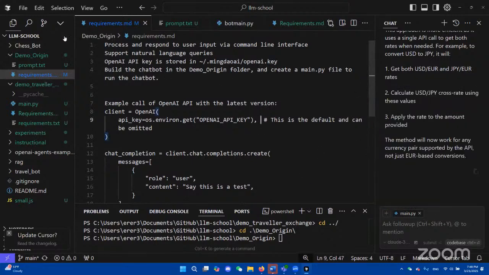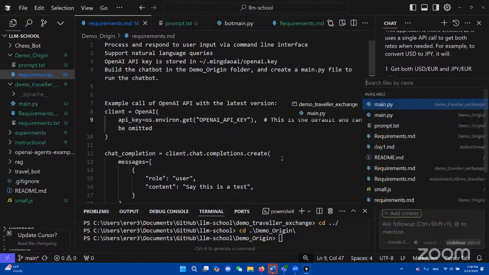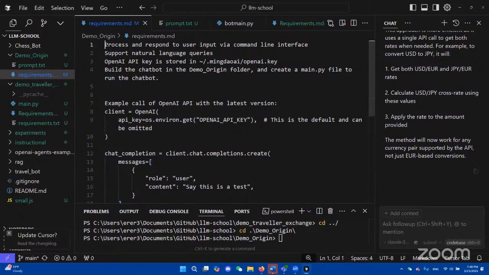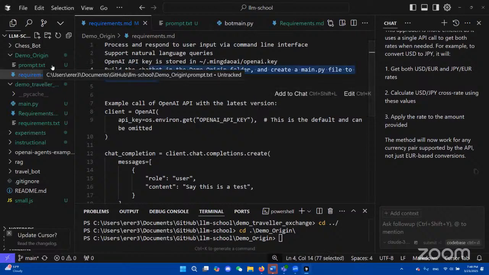So to do this, we have Cursor's IDE, which has a file system manager on the left, in the center, a list of contents of the individual file, and on the right, a chat area, which allows communicating with a chatbot, which will help us write the code. So I've already prepared a list of requirements beforehand, which asks for a few things in our chatbot. Firstly, I want it to be able to process and respond to user input. I want it to be able to support natural language queries. I want it to use an OpenAI API key, and I want it to build the chatbot in this area.